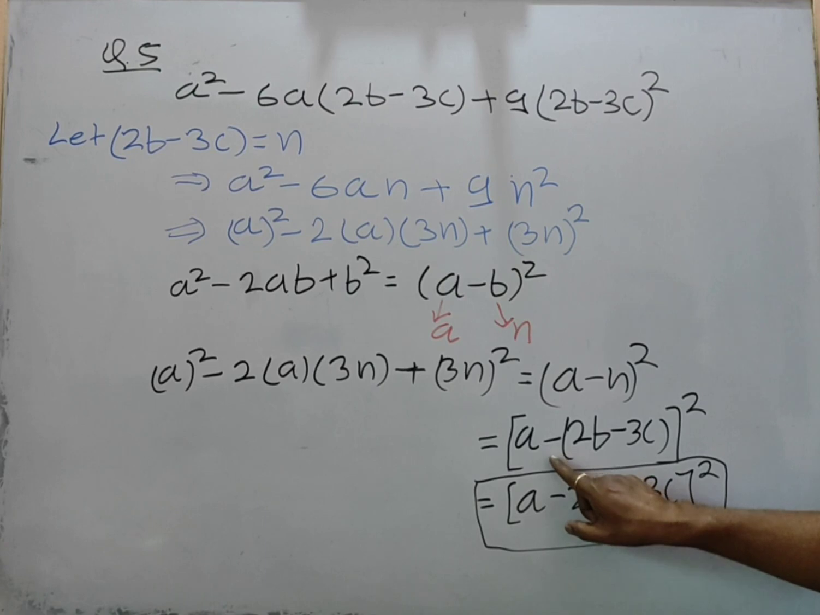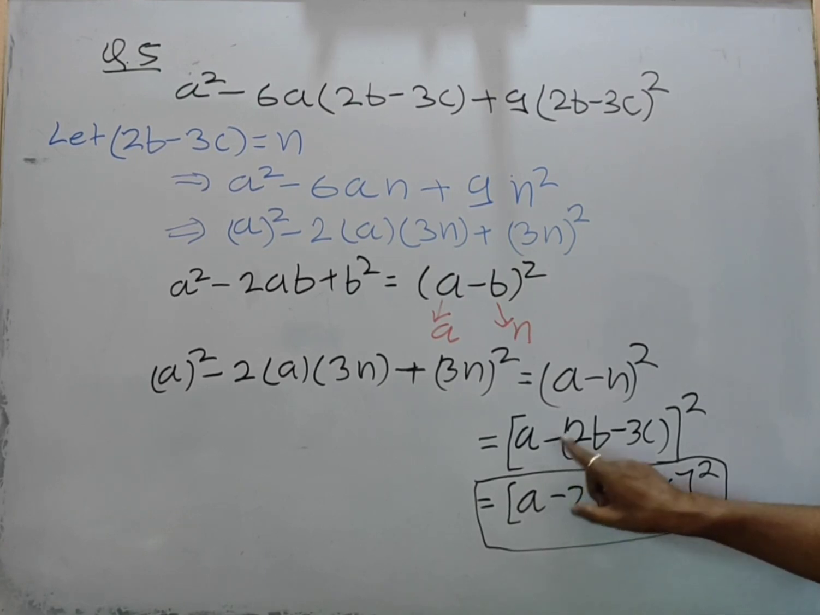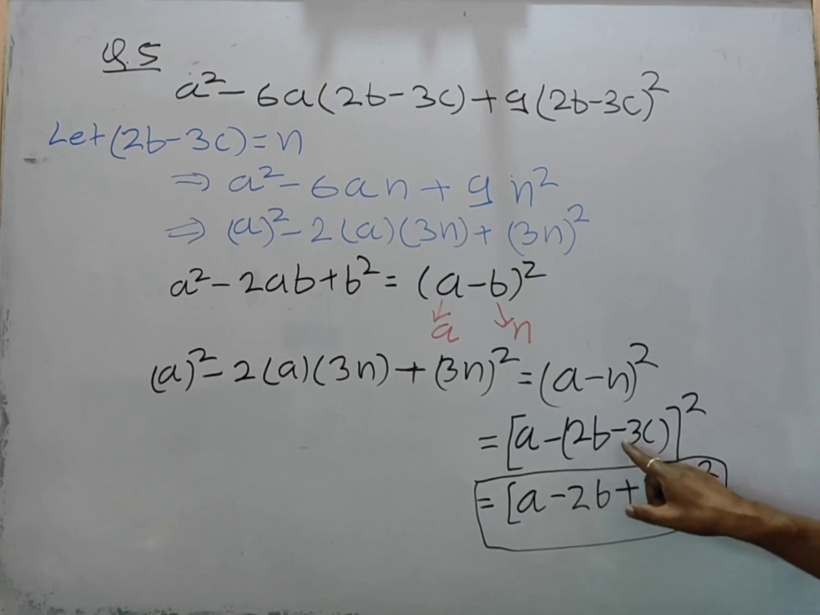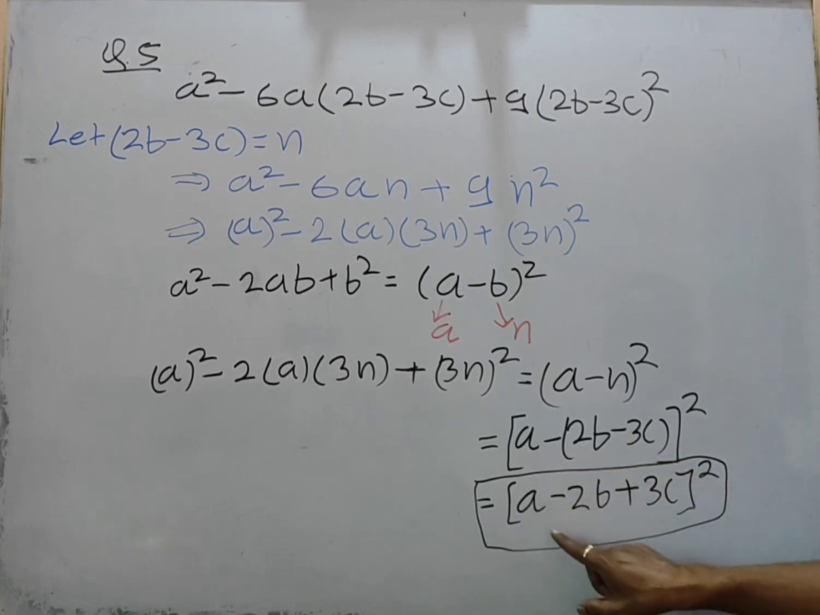Since outside the bracket there is a minus, when we open the bracket, the inside sign will be changed. So that's why it is a minus 2b minus minus plus, so it becomes plus 3c whole square.